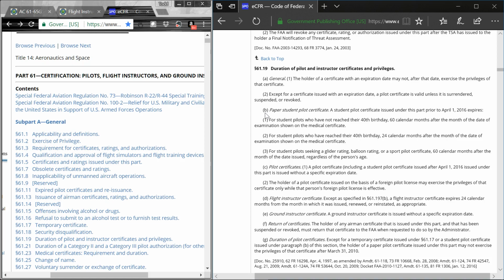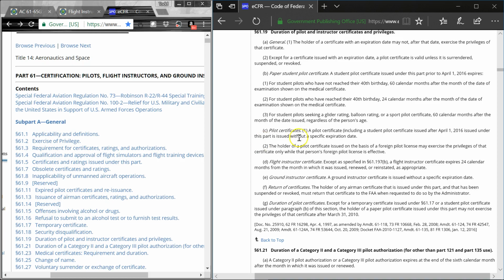they can get a plastic one, but they don't need to, especially if they're getting close to a check ride. A paper student pilot certificate would be valid, but it mimics the third class. Now, what if they have a plastic student pilot certificate? If they have a plastic student pilot certificate, it's issued without a specific expiration date. What about a regular pilot certificate? Well, it's also issued without a specific expiration date, but there you have to maintain your currency. So if you don't have a flight review, then technically that certificate is not valid.